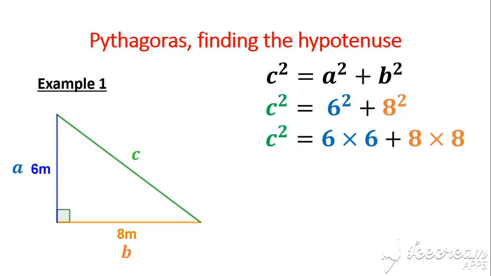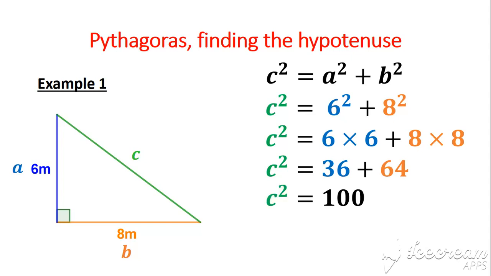Now, 6 squared means 6 times 6, and 8 squared means 8 times 8. Now, 6 times 6 is 36, and 8 times 8 is 64. And when we add 36 plus 64, we get 100. So C squared is equal to 100.